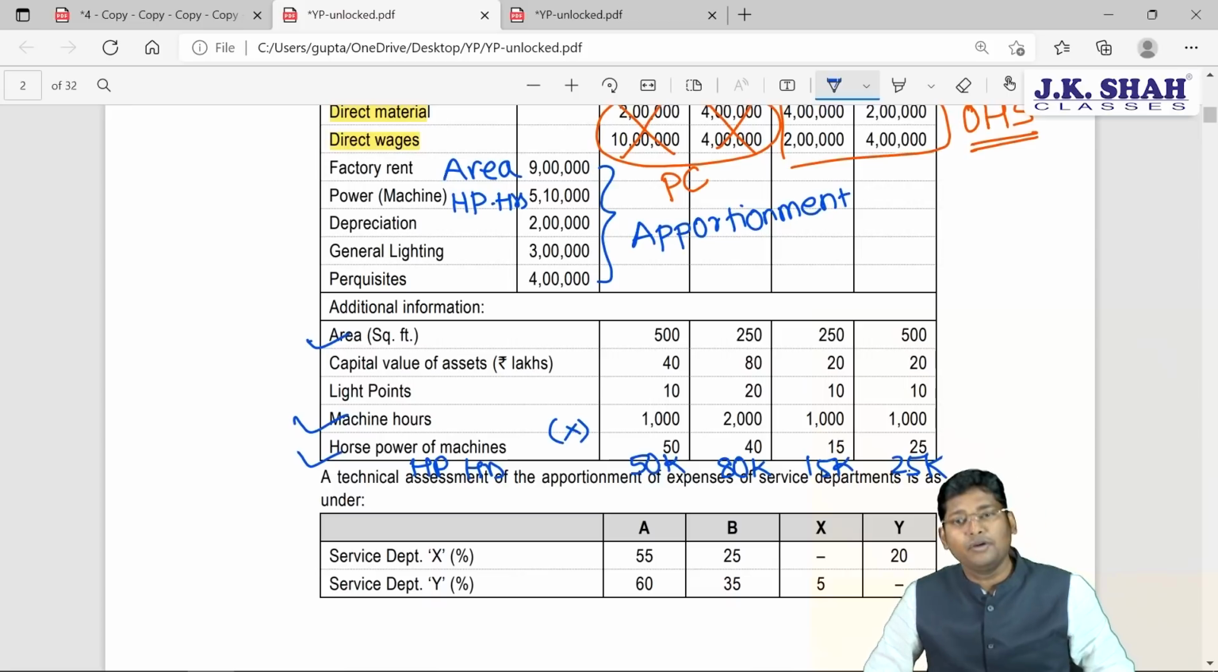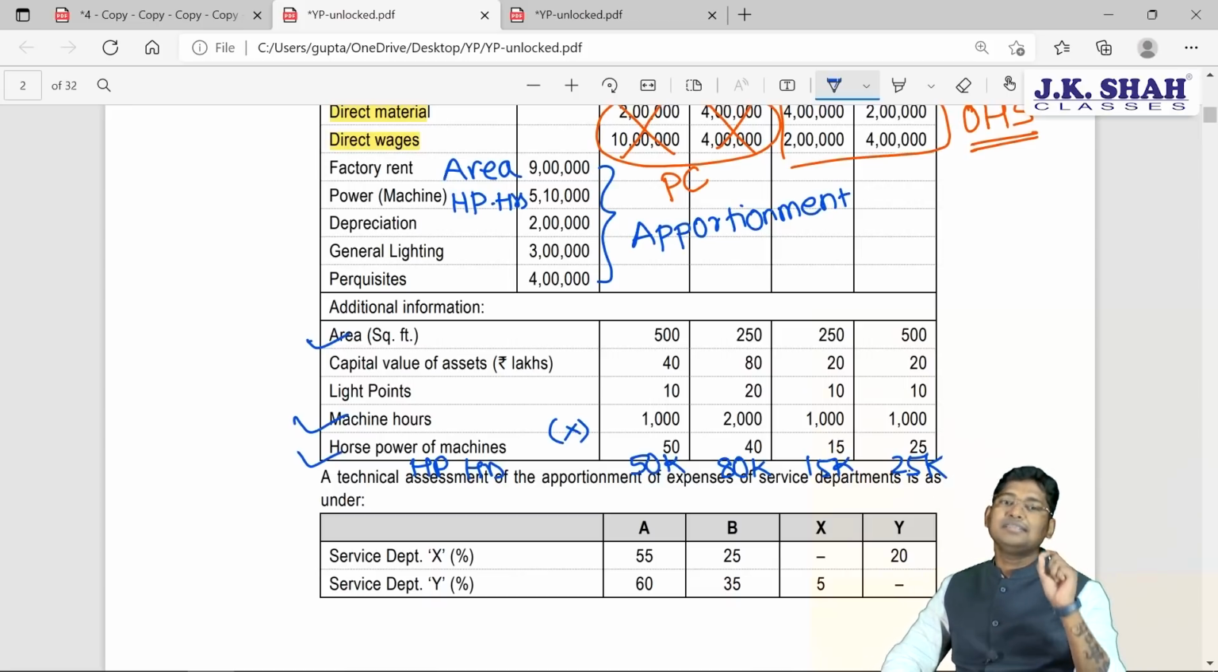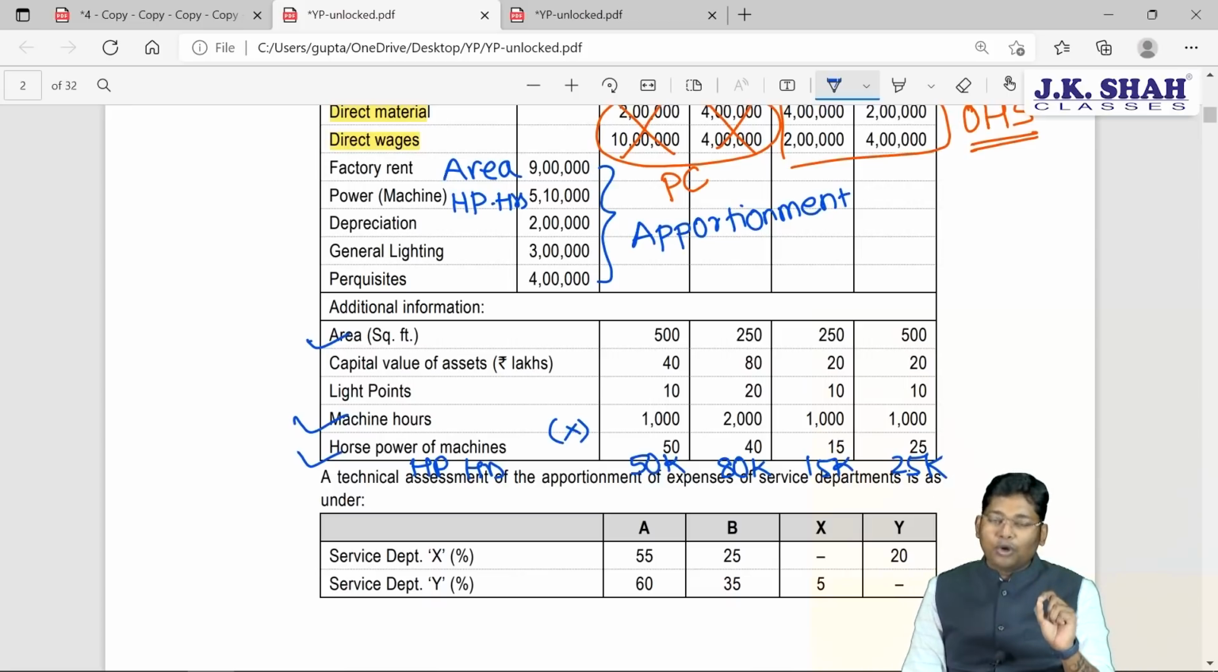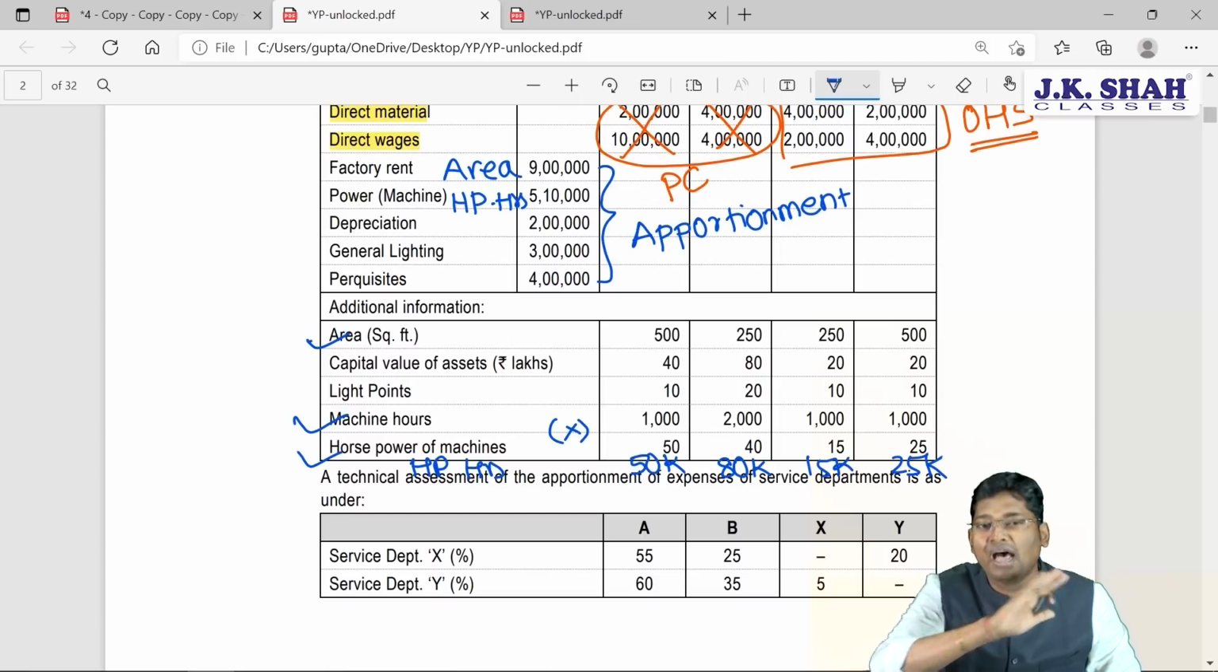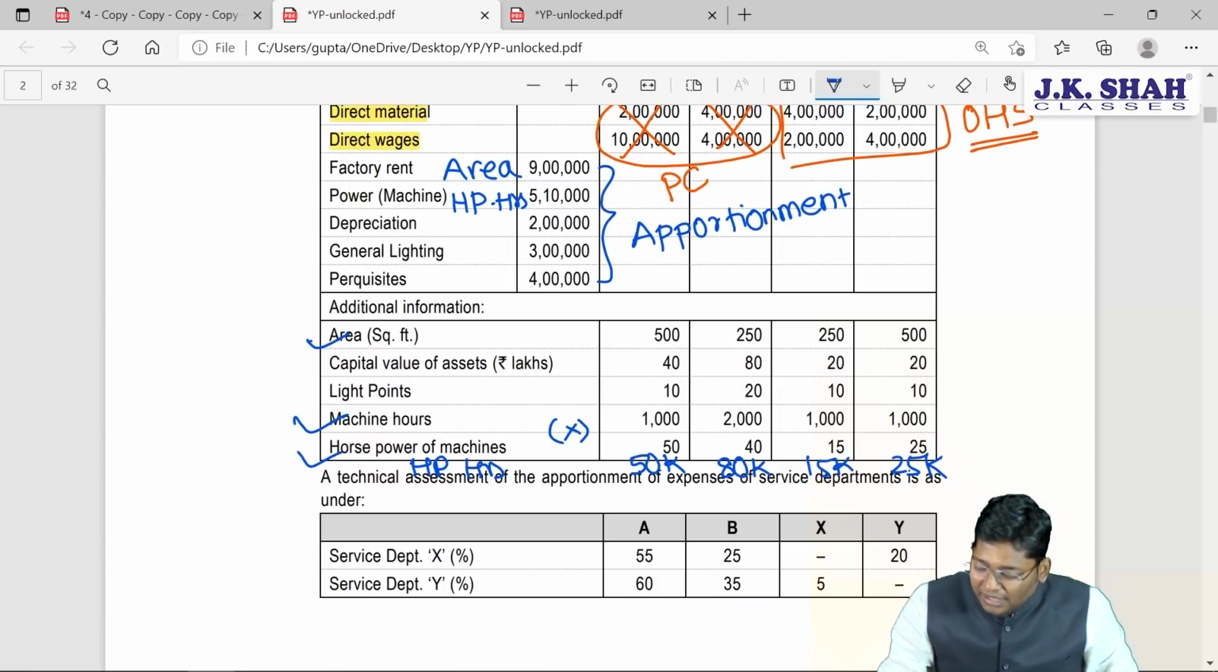One similar question is there in the JK Shah Classes textbook. If you check question number 8 of your JK Shah Classes textbook for the 22 batch, you are going to get the same question, but in that question one more production department is given. Here only 2 production departments are given, the concepts are the same. Now in this HP hours ratio, that is 50K, 80K, 15K and 25K, you should divide the amount of your power.